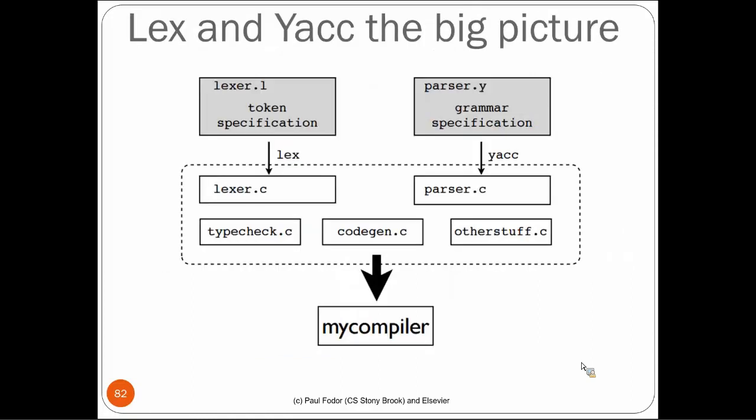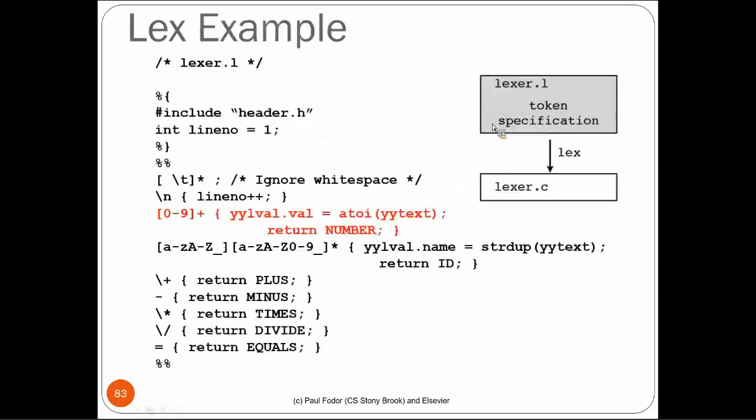So for instance, if we had to write in Lex and Yacc, we would first write the tokens in a lexer.l file, and we would write the grammar into a parser.y file. Then we would run Lex on that to obtain a C program that recognizes those tokens, and also a C program for recognizing the grammar.